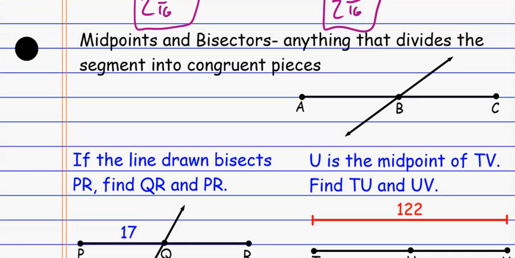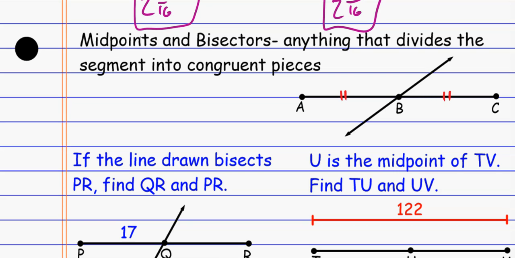Midpoints and bisectors, going right along with congruent segments. A midpoint or a bisector is basically anything that divides a segment into two congruent pieces, okay? And so when I look at the example, I see that line that's drawn. That line would be considered a bisector if it splits this into two congruent pieces. In other words, if AB is congruent to BC, okay?